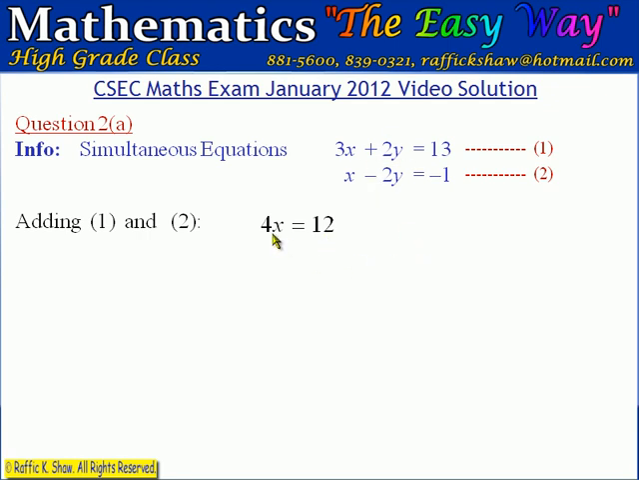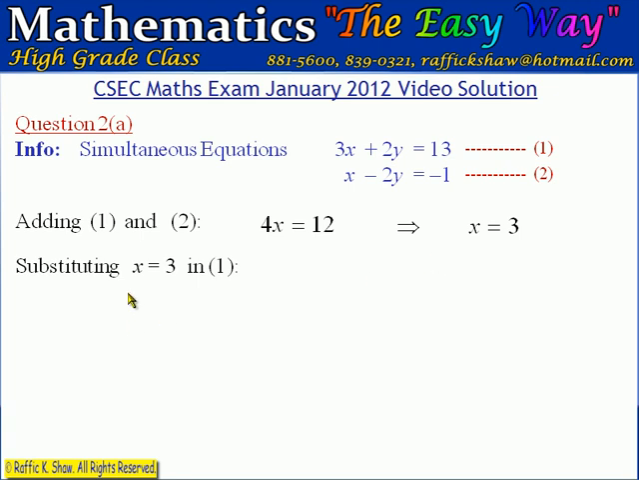If we divide both sides by 4 to make x the subject, we realize that x is 3, since 4 multiplied by 3 is 12. So x must be 3. And that's the result. We now need to find the corresponding y value, and to do that we can substitute in either equation 1 or 2. Let's say we substitute in equation 1.